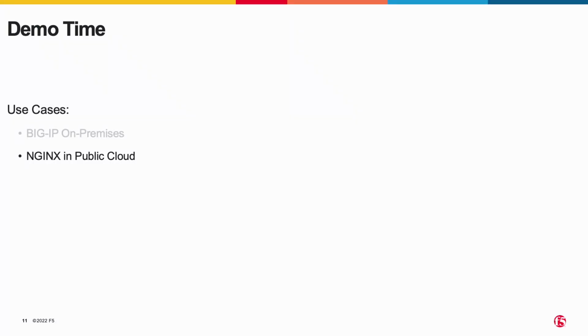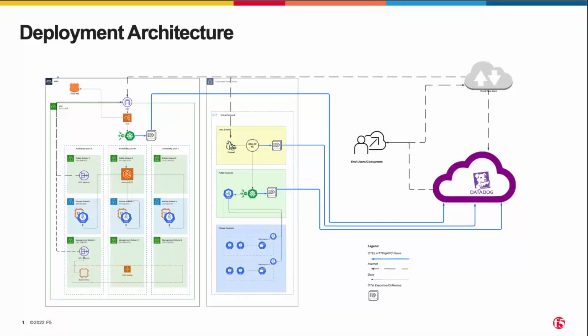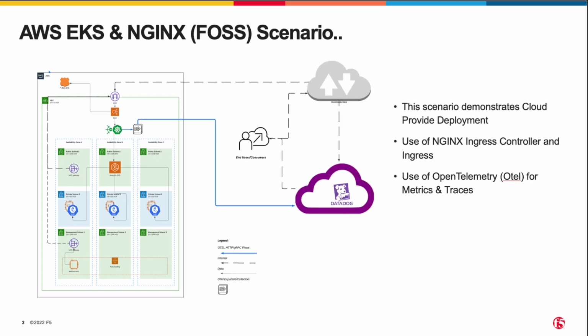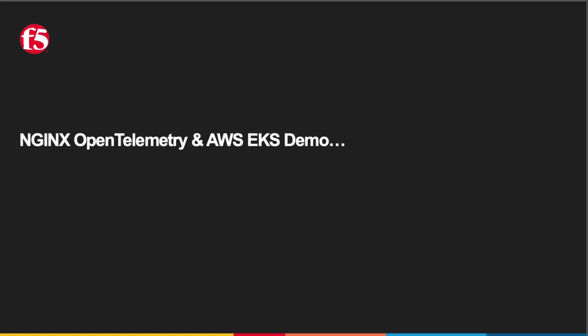Now let's take a look at the second use case with NGINX in public cloud. Here we can see the overall deployment architecture for both on-prem and cloud for this demo stack today. In this video, we will look at the NGINX Ingress controller with OTel annotations deployed within an AWS EKS environment. Now, let's get on with the demo.